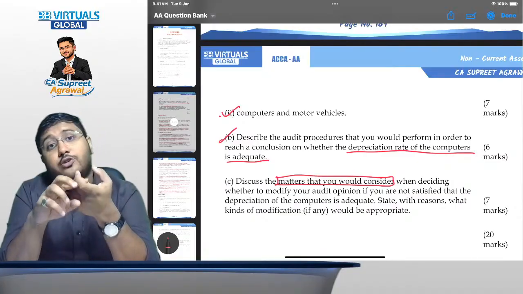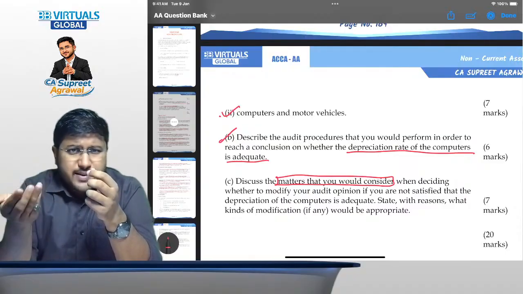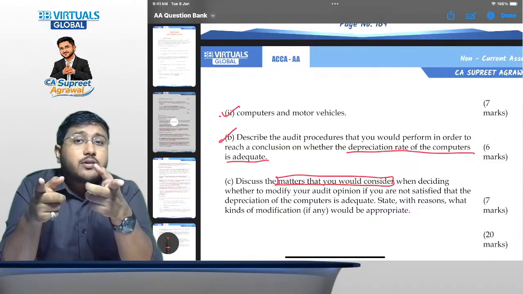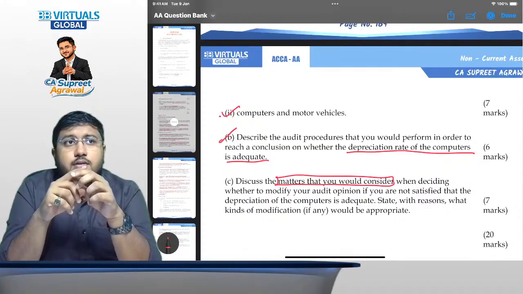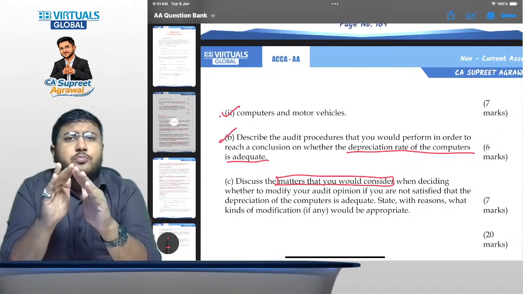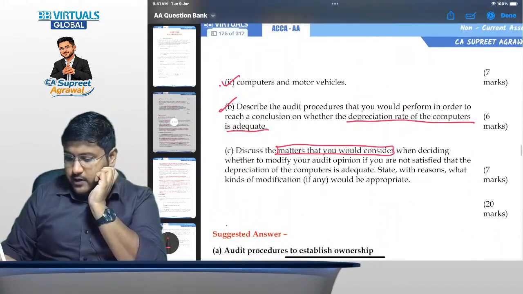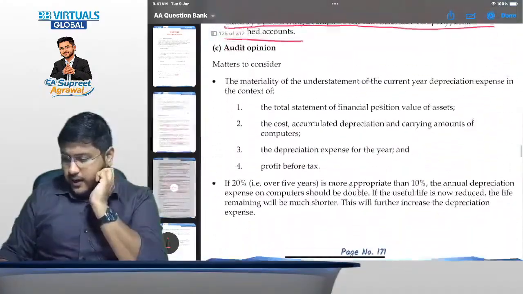Now, material but not pervasive: in that case we will issue the qualified opinion, or subject to opinion, or except for opinion. Now, when we talk about the point where it is immaterial, we will issue an unmodified opinion, because the audit opinion will not be modified based on that. Okay, so let's try to discuss it. Let's see the answers here also.